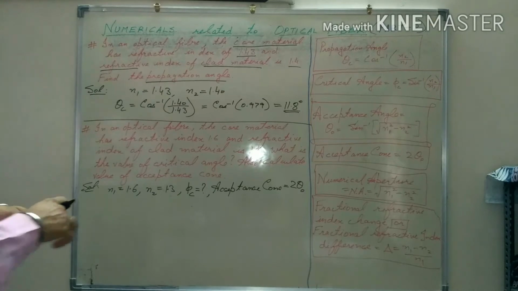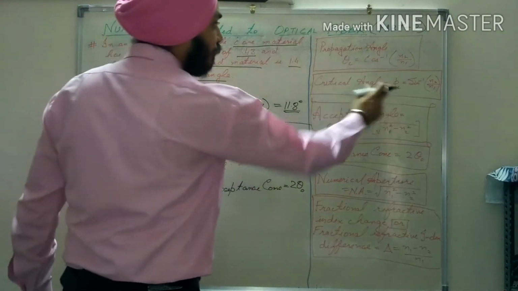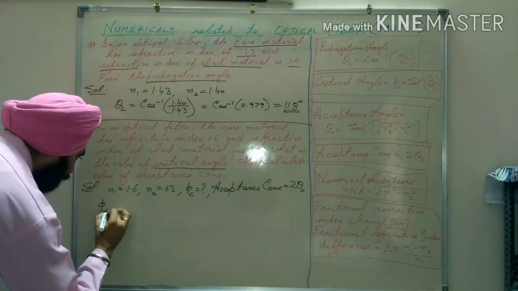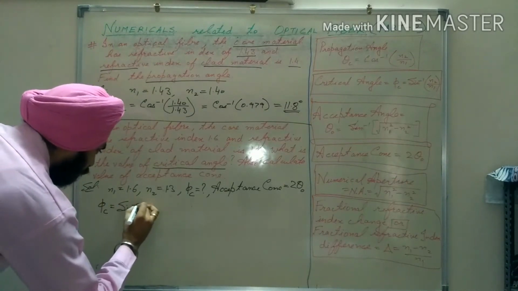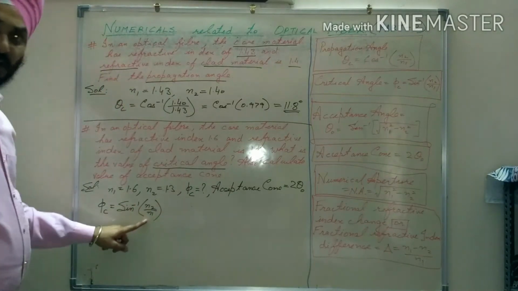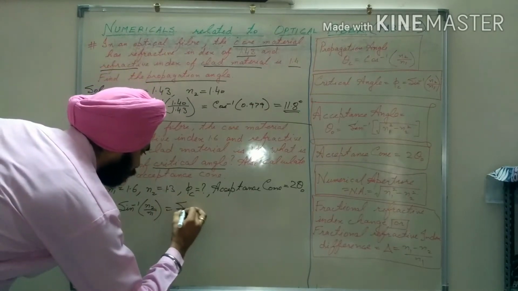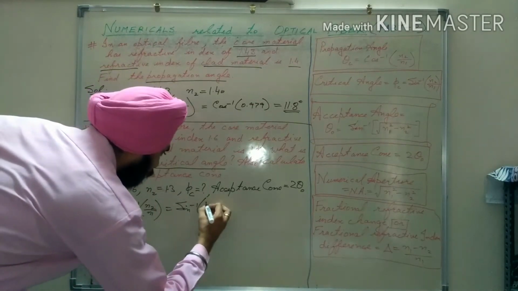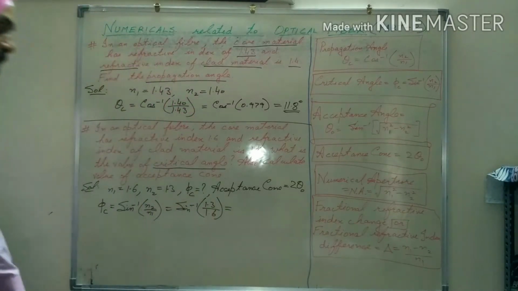First our aim is to find the critical angle. Critical angle is phi c. Phi c is equal to, what is the formula? Sine inverse n2 by n1. n2 is the refractive index of cladding and n1 is the refractive index of core. Okay, put these values. Sine inverse 1.3 divided by 1.6, and the net result is 0.8125.